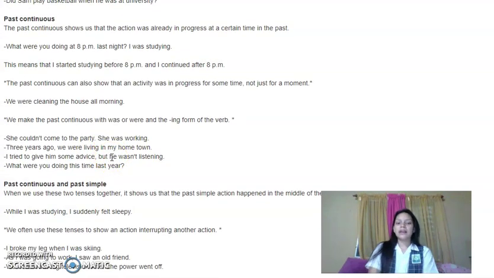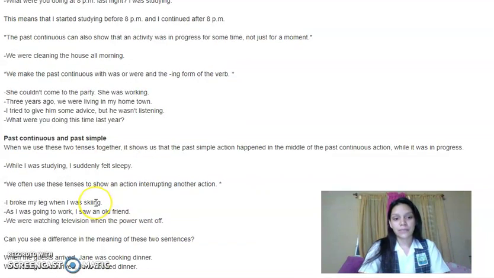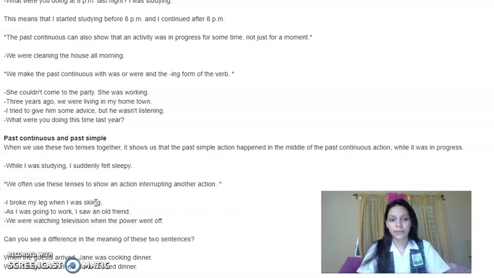The past continuous can also show that an activity was in progress for some time, not just for a moment. We were cleaning the house all morning. We use the verb was or were and the verb with ing. With he, she, it we use was, and with they, we, you, and I we use were, and the verb in ing. For example, she couldn't come to the party, she was working. Three years ago, we were living in my hometown.